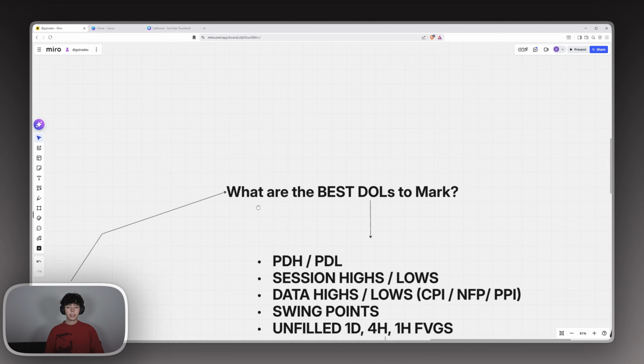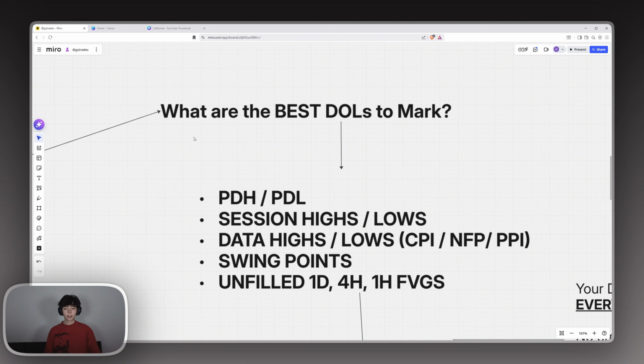So from here, what are the best draws on liquidity in the market? Previous day high, previous day low, session highs, session lows, data highs, data lows. I mean CPI, NFP, and PPI. Then swing points, unfilled dailies, 4 hour, and 1 hour fair value gaps. Okay. Make sure to screenshot this and write this down, because I want you to do this every single day. This is all you need to mark. These are the only levels you need to mark on the chart. Okay. And if you do that, I guarantee you'll be successful as long as you follow the rest of the strategy. So you just need to mark these each day.